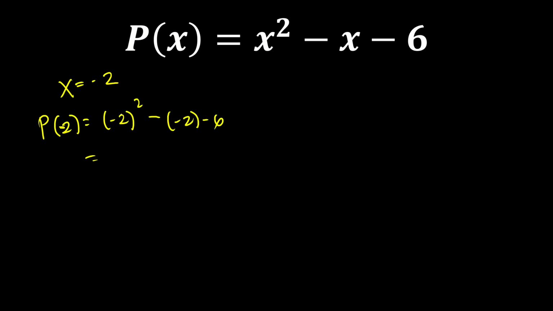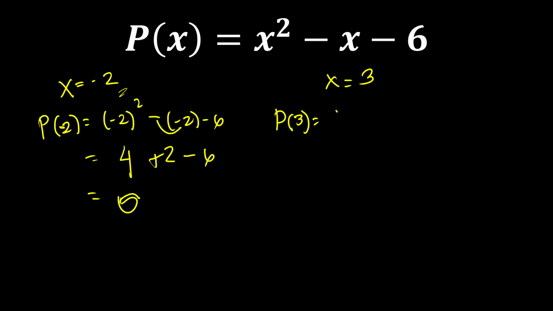So negative 2 raised to 2 is 4. Negative times negative, so this will be positive. Positive 2 minus 6 equals 4 plus 2 is 6 minus 6, 0. So tama tayo na negative 2 is a 0 of this polynomial function. Next, let's try positive 3. So ganun din, substitute natin. P of 3 is equal to x squared, so 3 squared plus or minus rather.